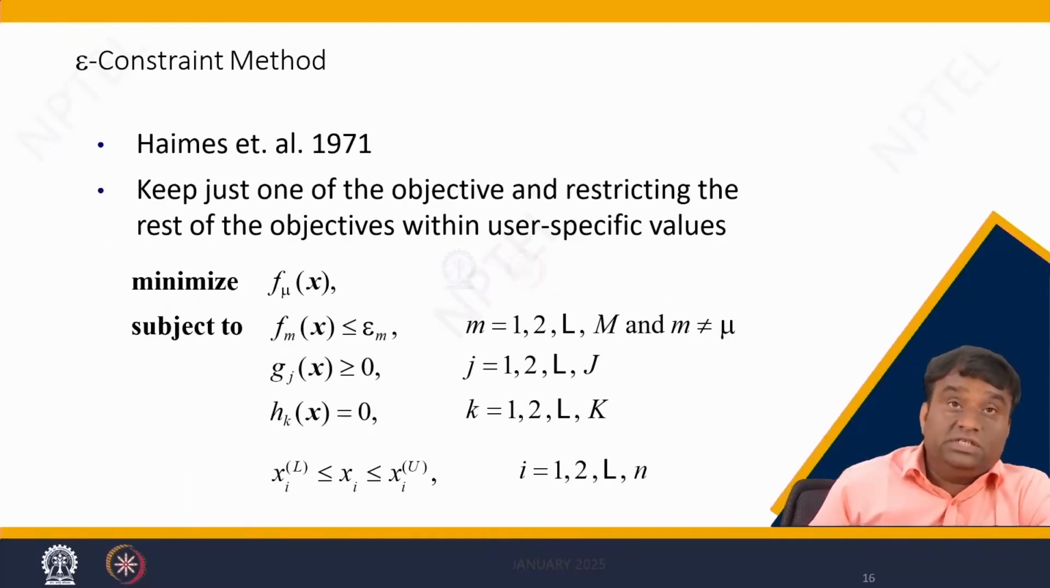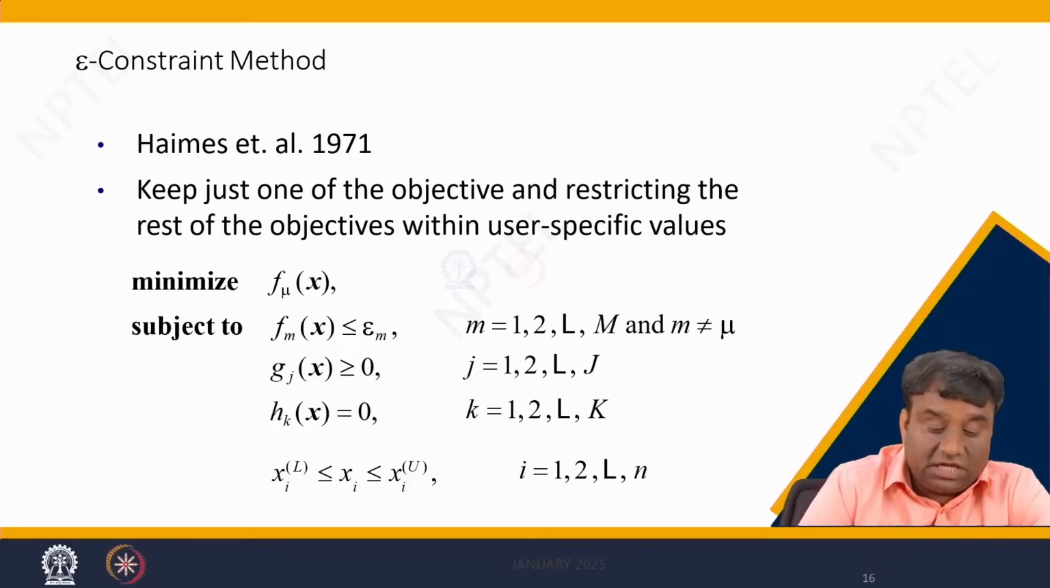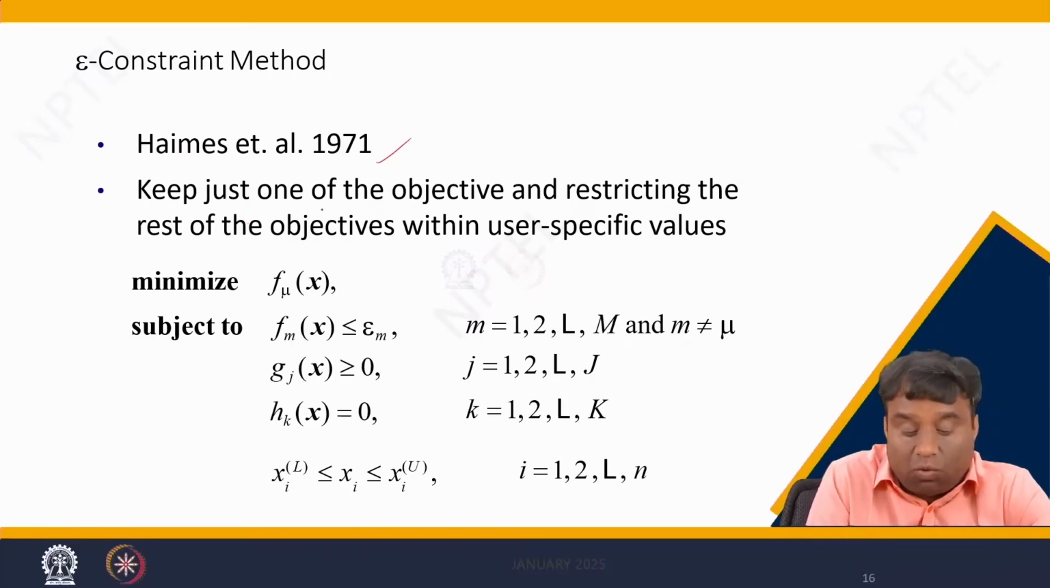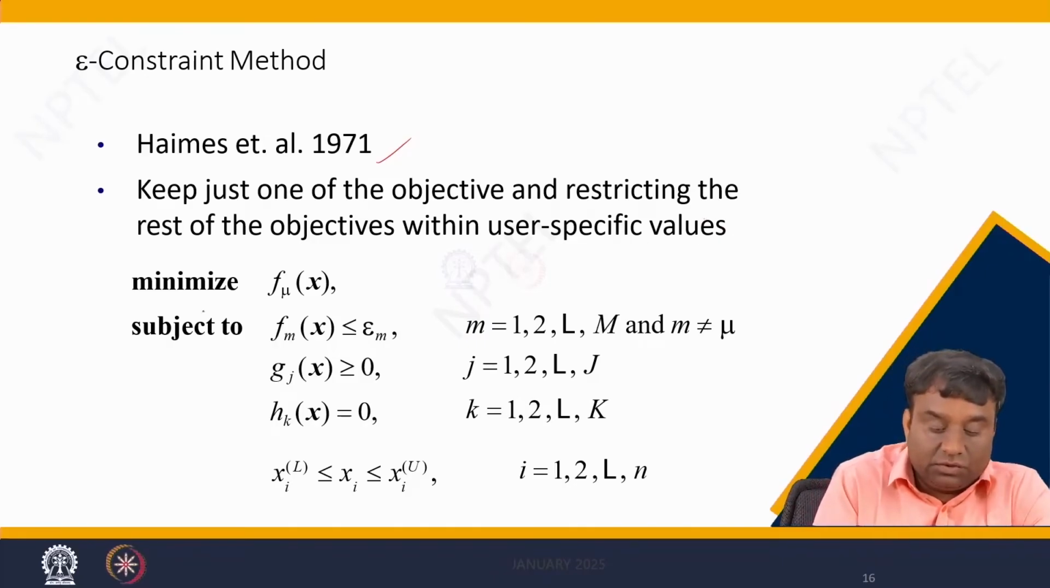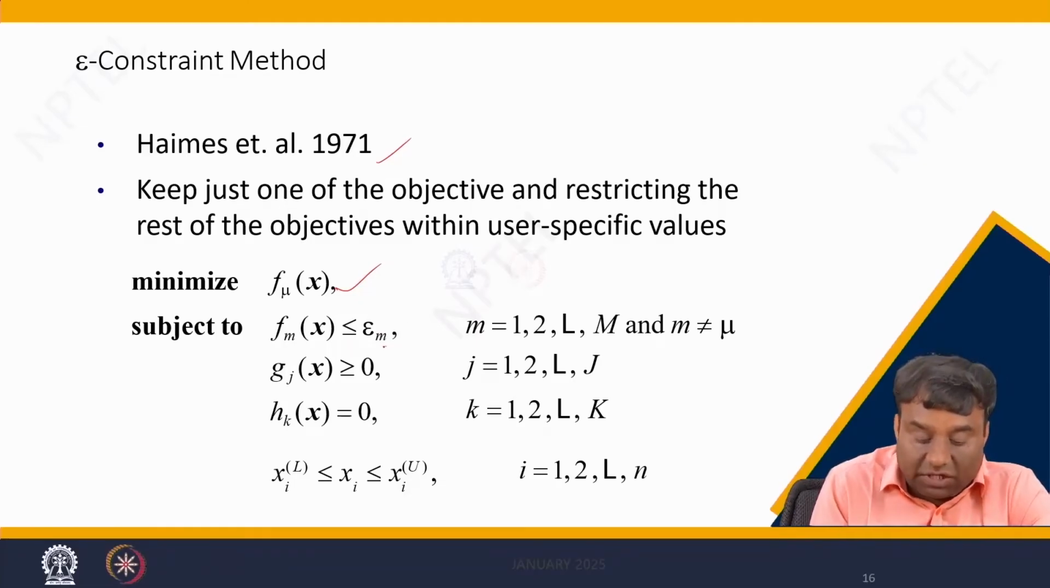Now, the second method is the Epsilon-Constraint method. It was given by the mathematician Haimes et al. in 1971. It keeps just one objective and restricts the rest of the objectives within user-specified values. So there are many objectives, and we minimize one objective, f_mu(x), subject to f_m(x) ≤ ε_m, where m = 1 to M, and m is not equal to mu.